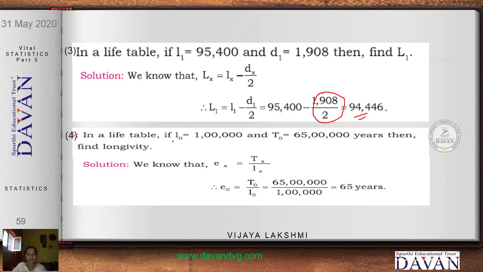94,446. In a life table, if L0 is 1 lakh and T0 is 65 lakh years, then find longevity. Longevity is the expected number of years a newborn baby is expected to live for. So it is given with expectation of life Ex is equal to Tx divided by Lx, which is equal to T0 divided by L0, that is 65 lakh divided by 1 lakh, which is equal to 65. So this completes your first chapter.